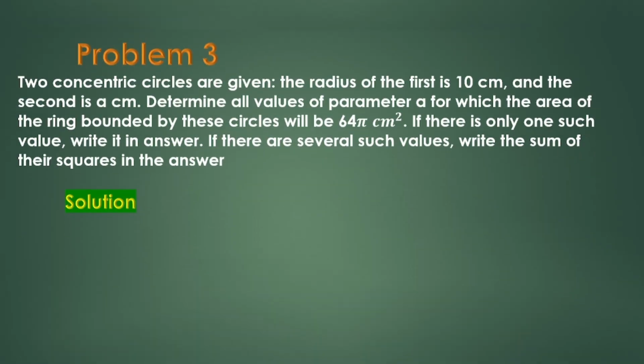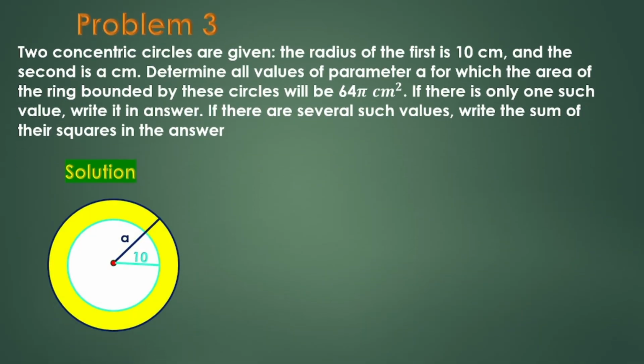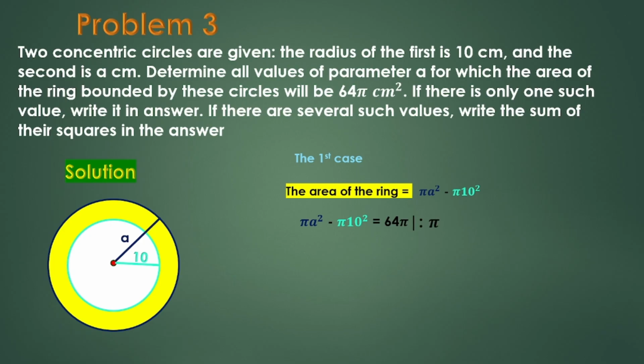And so let's consider the first case. We need to find the area of the ring which is painted in yellow. So to find its area, we need to subtract the area of the small disk, whose radius will be 10, from the area of the whole disk, which has radius a. We subtract, and we get that their difference will be equal to 64 pi according to the condition of the problem. So we divide everything by pi, and we have that a squared will be equal to 164.